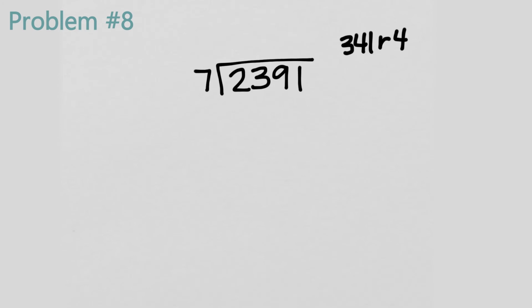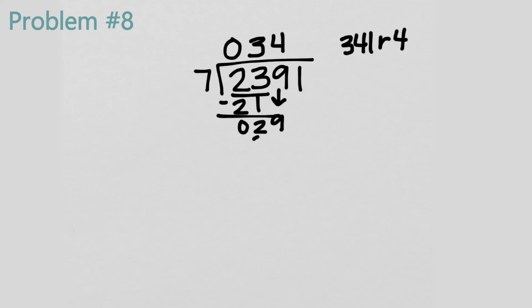Now let's go through this problem together. How many times can 7 go into 2? 0 times. What about 23? 3 times. 7 times 3 is 21. Subtract 21. Bring down your 9. How many times can 7 go into 29? 4 times. 7 times 4 is 28.